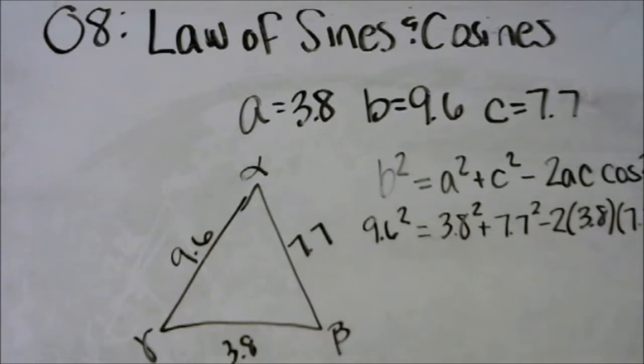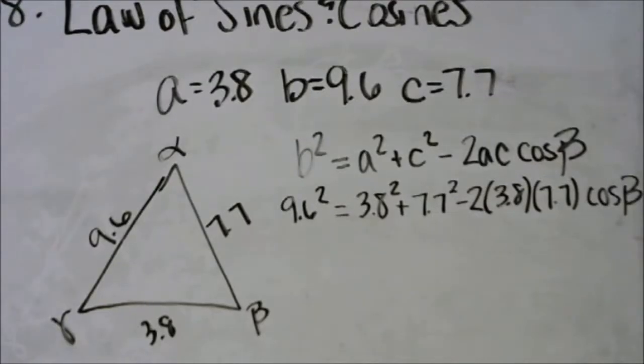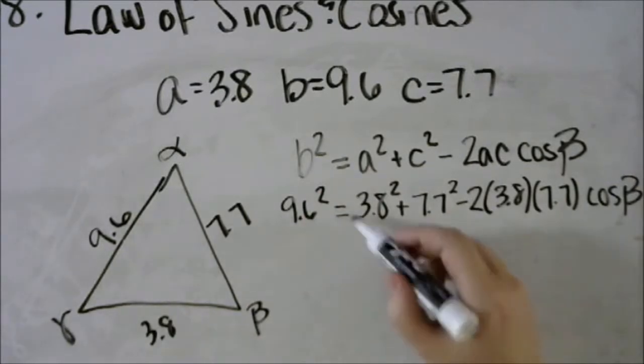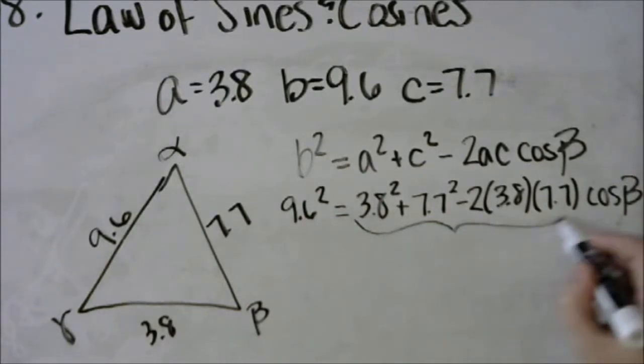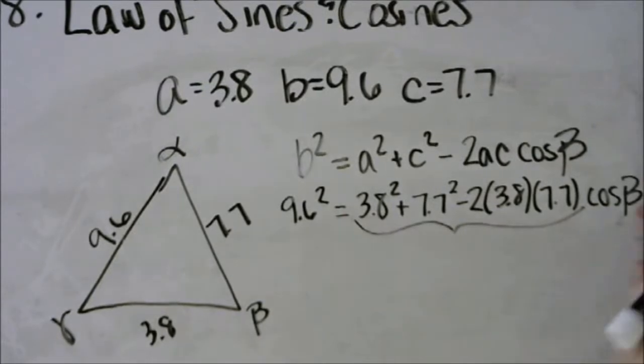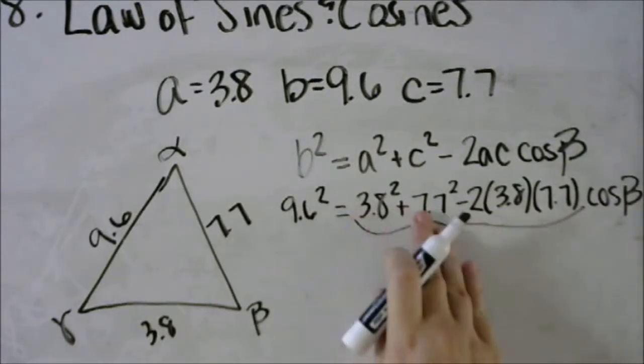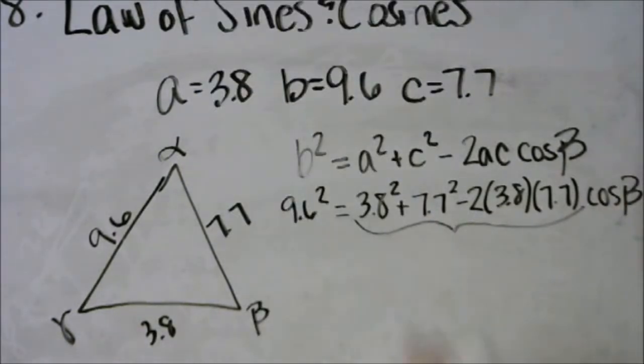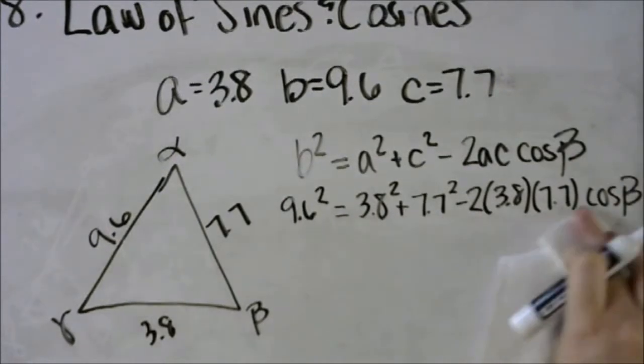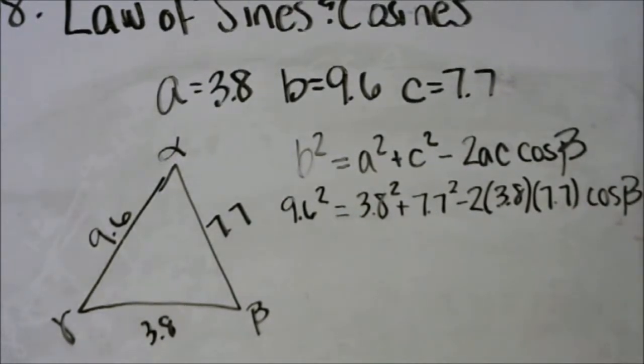Now from here, we need to solve this equation using our normal equation solving rules. The order of operations applies, and what we do to both sides needs to make sense. For example, we cannot combine all of these numbers together, because this term has cosine beta, and these two terms do not. So as we begin to simplify, we need to pay attention to algebraic rules of combining like terms and solving equations.